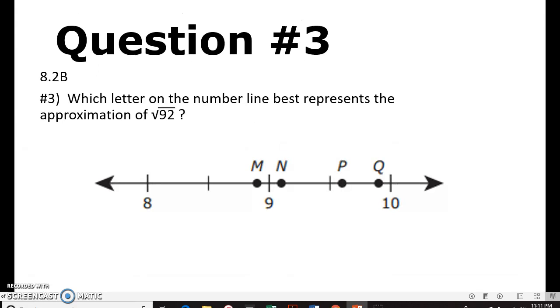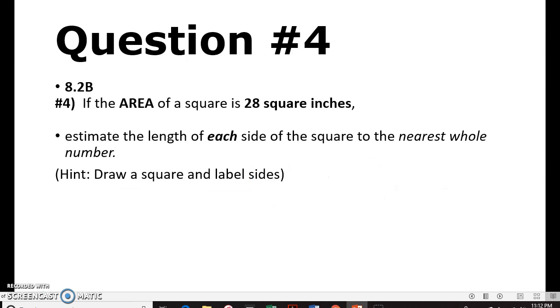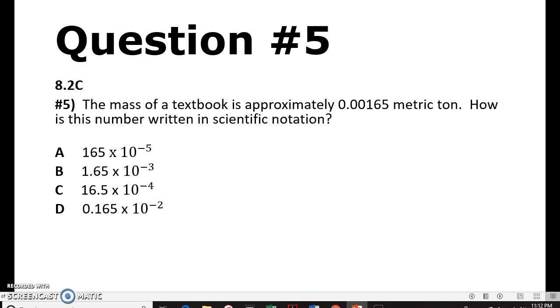Question number 3. Which letter on the number line best represents the approximation of the square root of 92? Question number 4. If the area of a square is 28 square inches, estimate the length of each side of the square to the nearest whole number. Hint: draw a square and label sides.